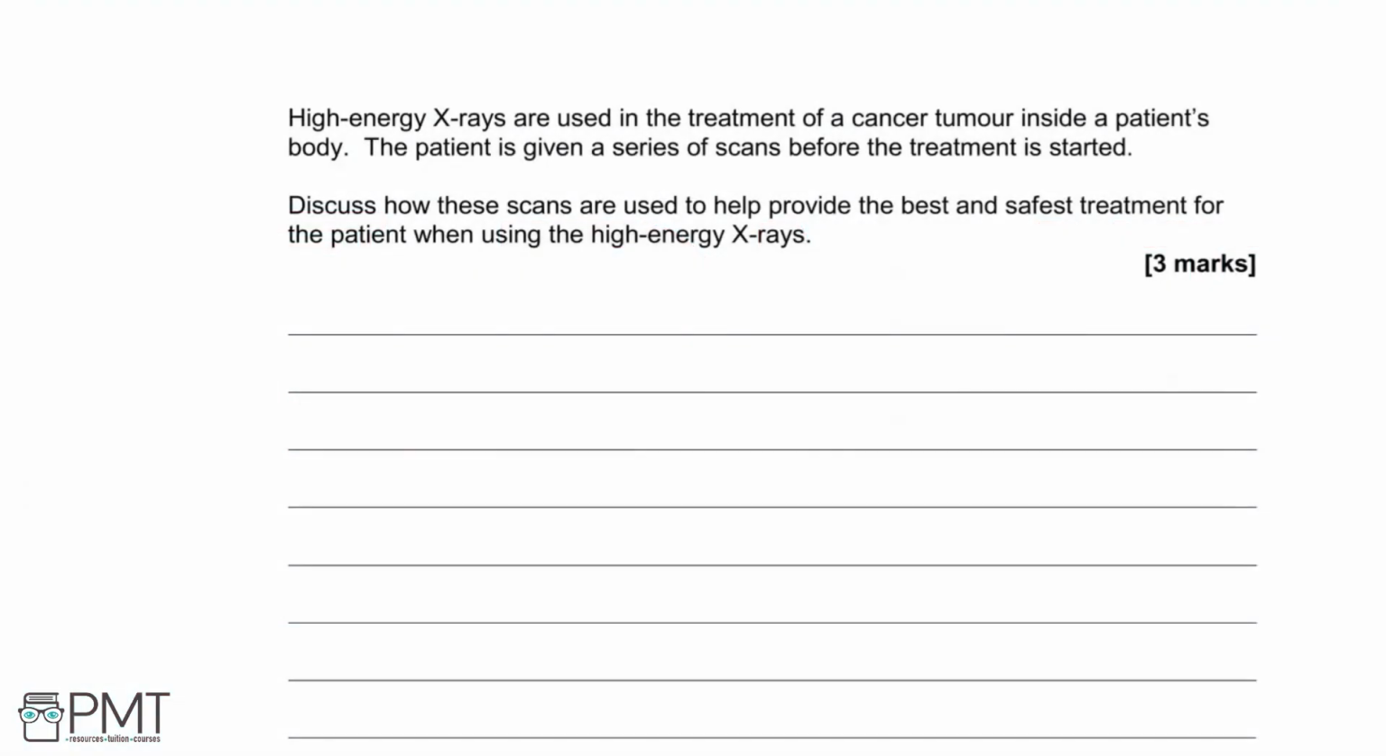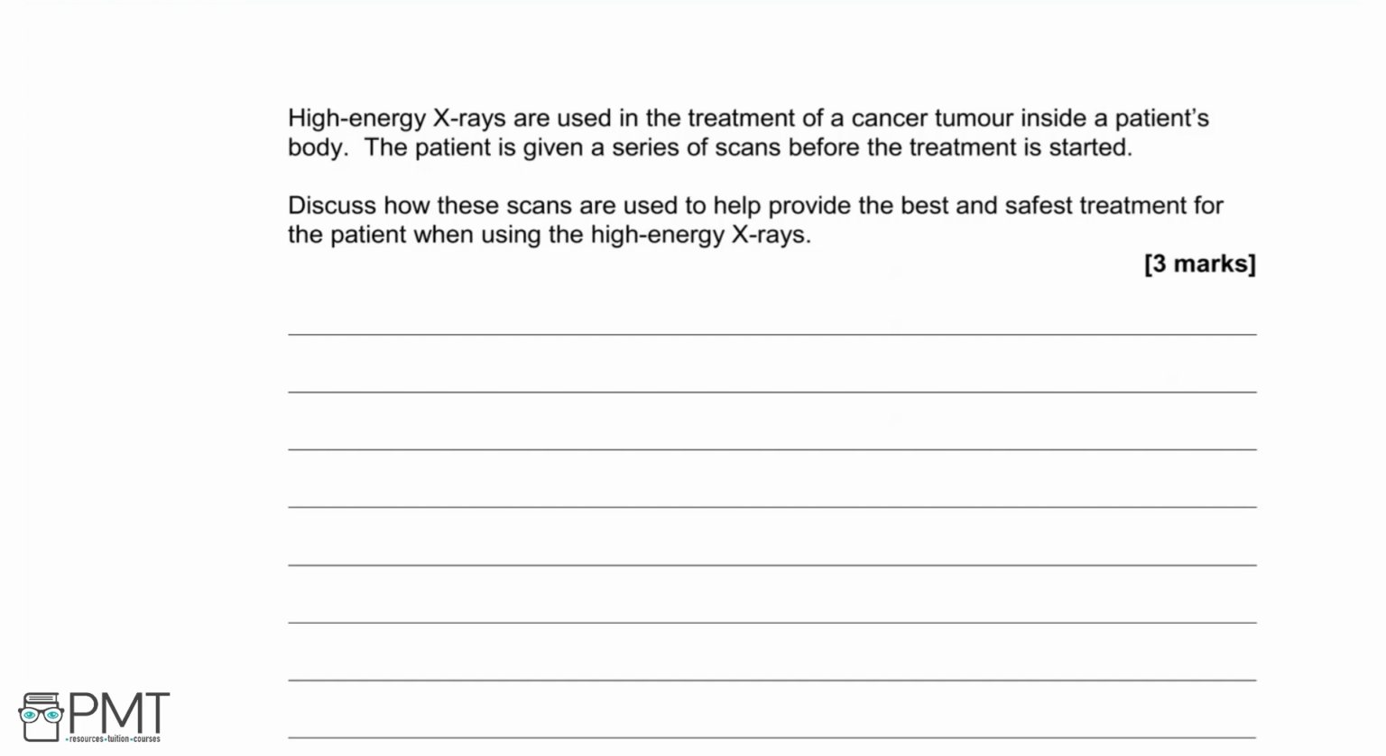High energy X-rays are used in the treatment of a cancer tumor inside a patient's body. The patient is given a series of scans before the treatment is started. Discuss how these scans are used to help provide the best and safest treatment for the patient when using the high energy X-rays. So there are a range of points that we can make for this answer.